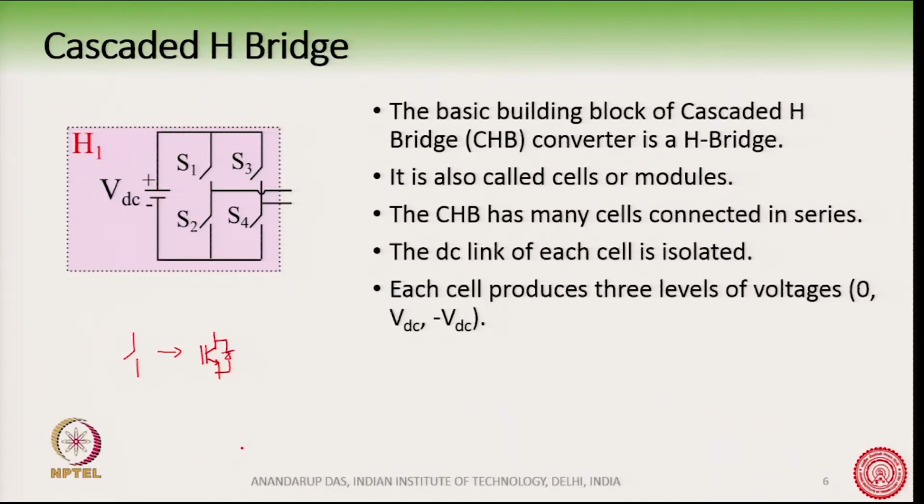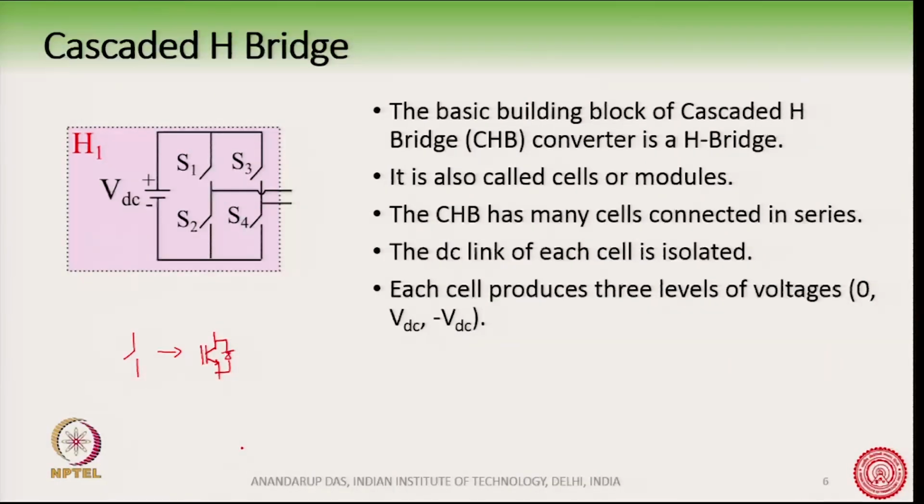In some cases, this DC source can be a capacitor, and in some cases the DC source can be fed from a rectifier. In some cases it can also be, for example, connected to a PV energy source or PV panel. This building block or this H bridge is sometimes called a cell or a module.